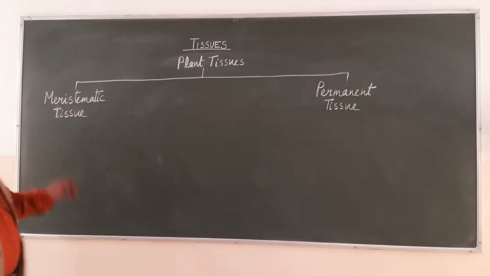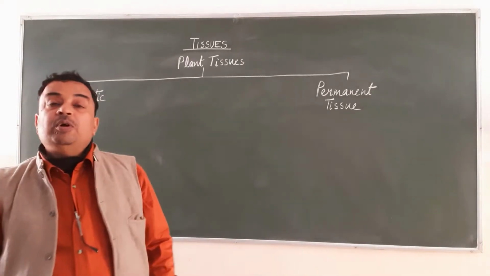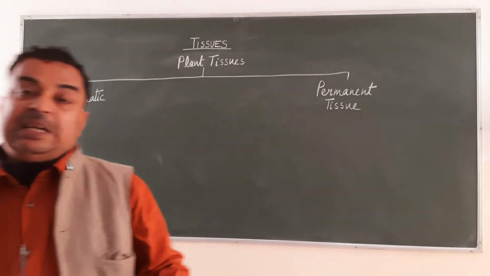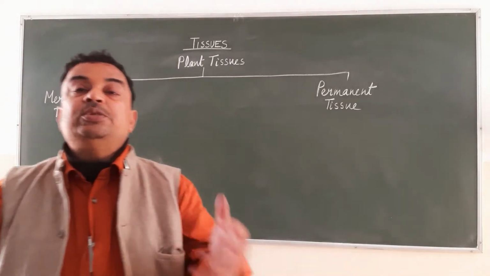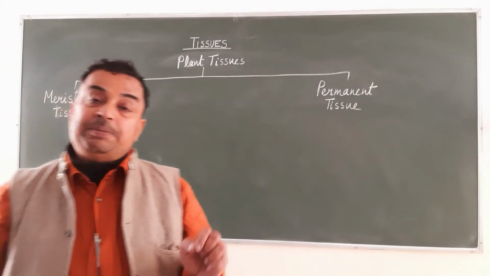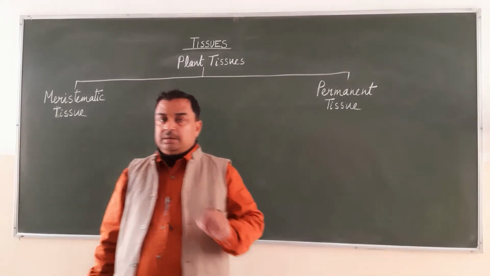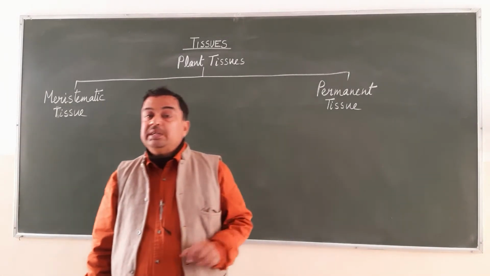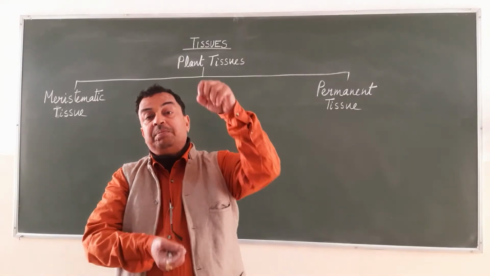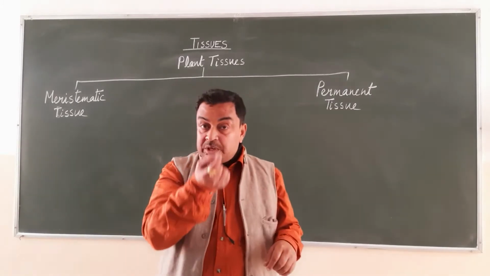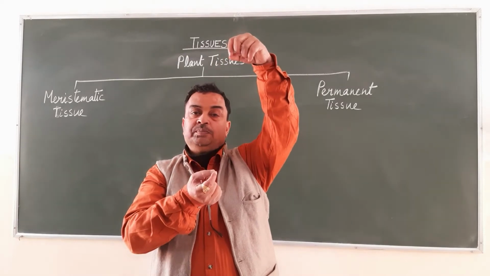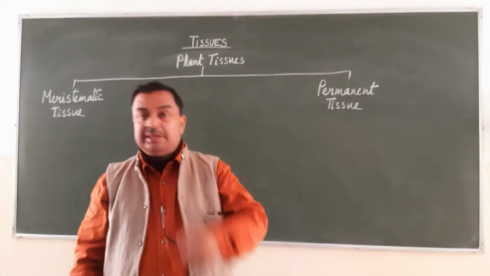Fine. Now, meristematic tissues are a group or collection of living cells located at specific locations that divide continuously to add new cells to the plant body. That means the meristematic tissues are always present at the growing regions of the plant. Okay, so where are the growing regions? The first location: the length of the plant increases, so they are present at the root tips as well as the shoot tips, because both sides grow. So this is one location of meristematic tissue.